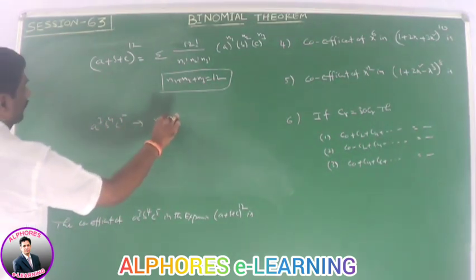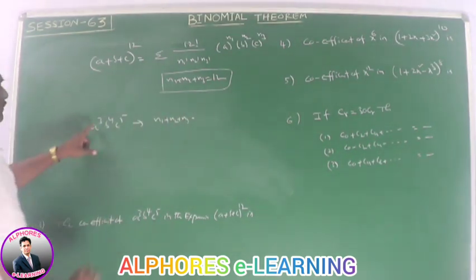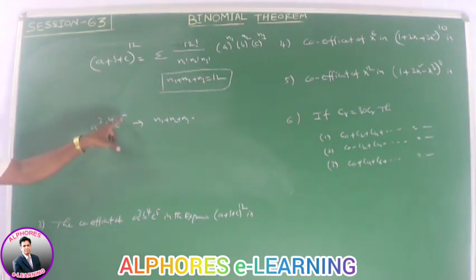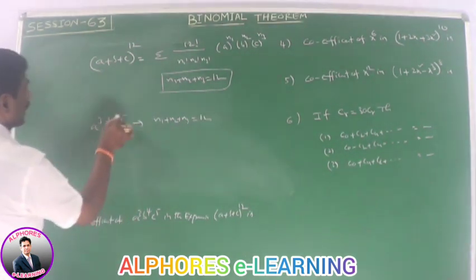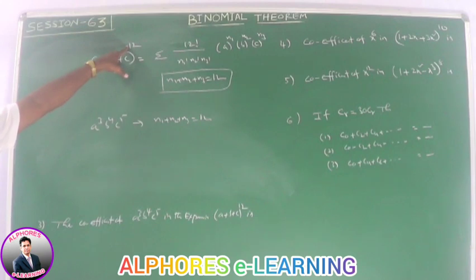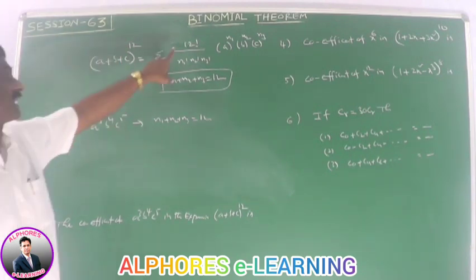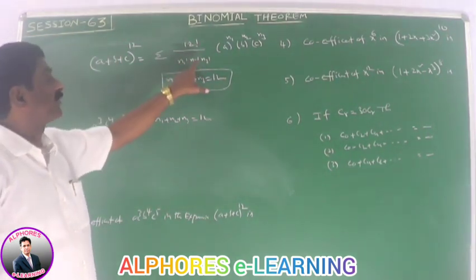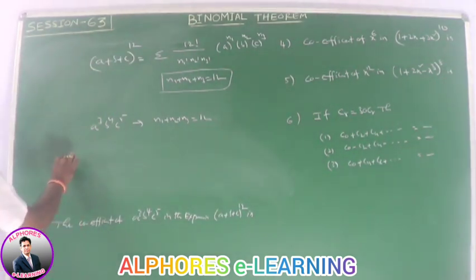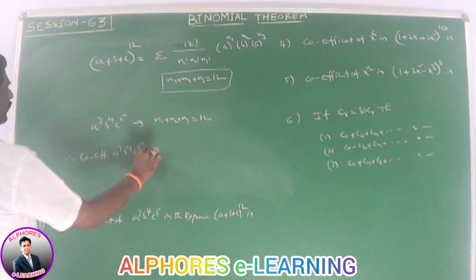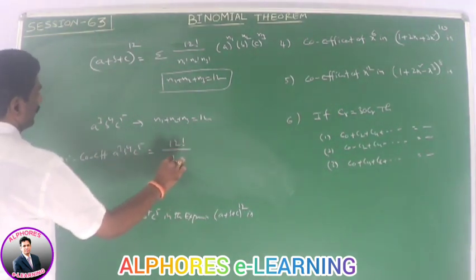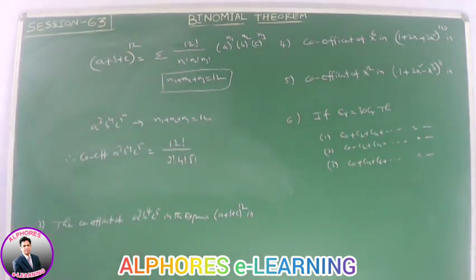What is the value of n1 plus n2 plus n3? 3 plus 4 is 7, 7 plus 5 means 12. Here the sum of the index values is equal to the given multinomial index, so it is possible. Therefore the coefficient is nothing but n factorial by n1 factorial, n2 factorial, n3 factorial. Therefore the coefficient of a cube b power 4 c power 5 is equal to 12 factorial by 3 factorial into 4 factorial into 5 factorial. Please observe this value.